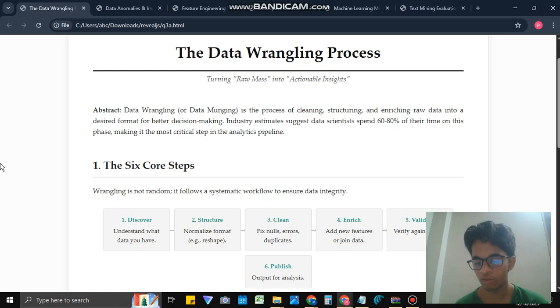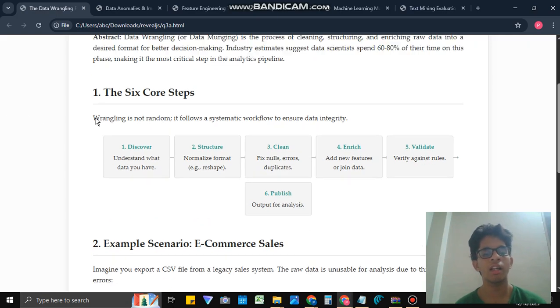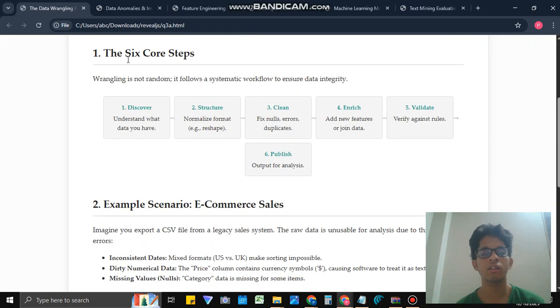Question number 3 A part asks us to explain the data wrangling process with a suitable example. So data wrangling is basically the process of cleaning, structuring and enriching raw data into a desired format for better decision making. It has 6 core steps: discover, structure, clean, enrich, validate, publish.